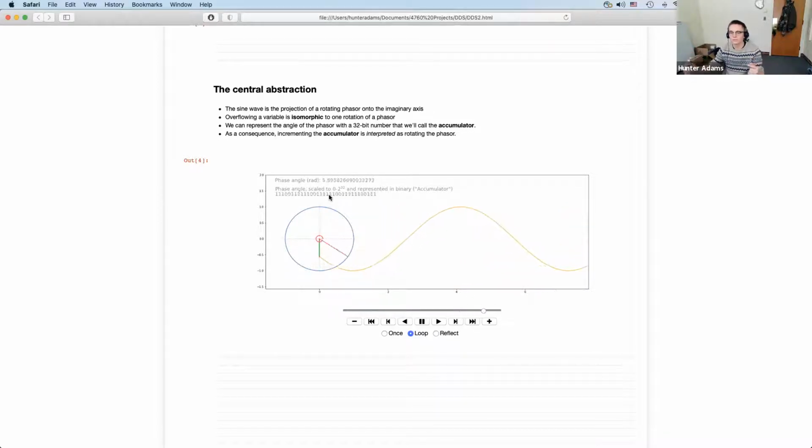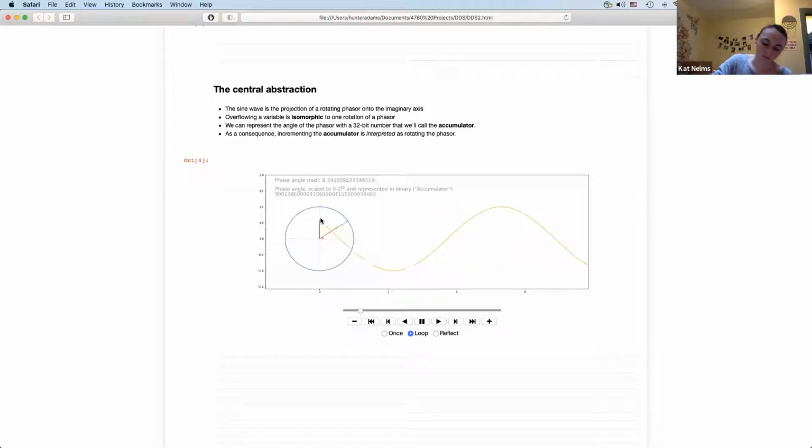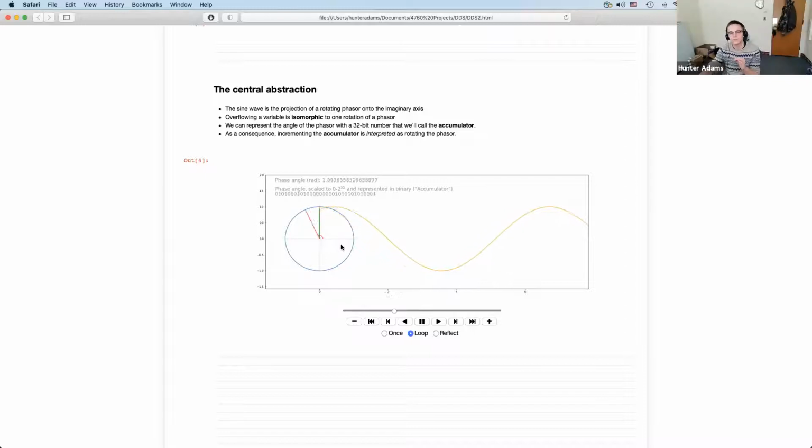Does that make sense? We're basically introducing a new unit of angle, and the size of that unit is chosen so that there are exactly 2 to the 32 of those units in one rotation. There's 2 pi radians in one rotation. There's 360 degrees in one rotation. And there's 2 to the 32 units of accumulator in one rotation. Is that okay with people?